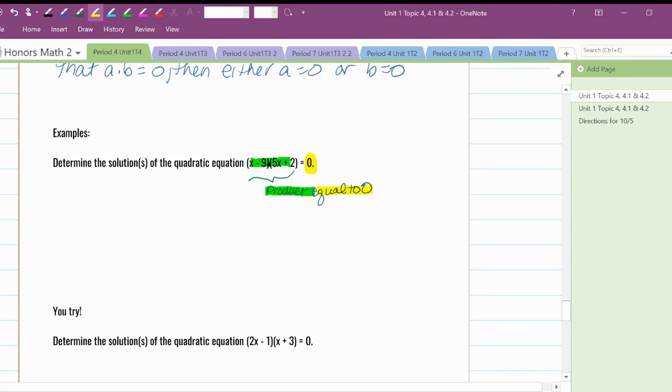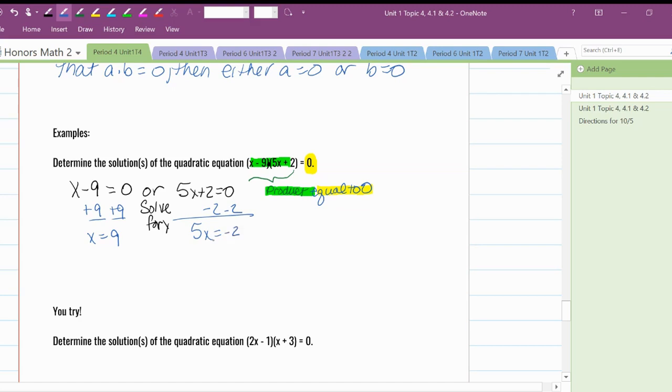So we can start right away with applying the zero product property and say x minus 9 could equal 0, or 5x plus 2 could equal 0, and we're going to solve each of these for x. In the first one, I add 9 to both sides to get x equals 9. The second one, I'm going to first subtract 2 from both sides. Then I'll divide both sides by 5, and I get my other solution is x equals -2/5.